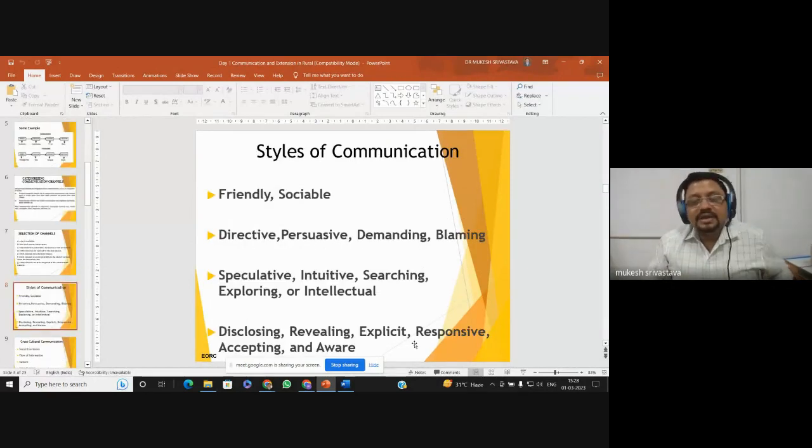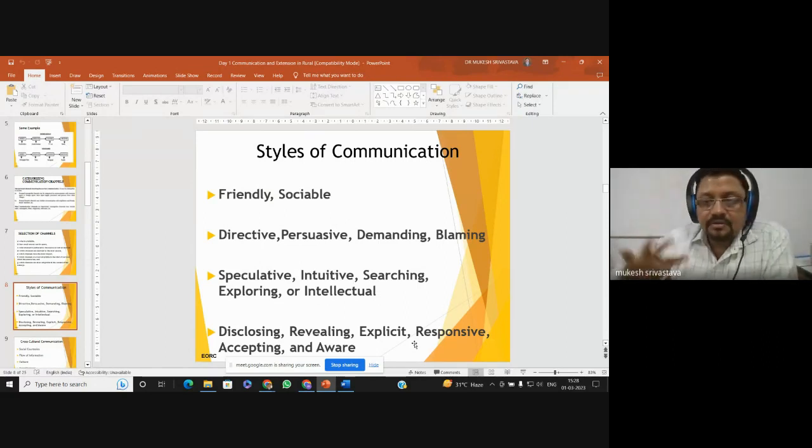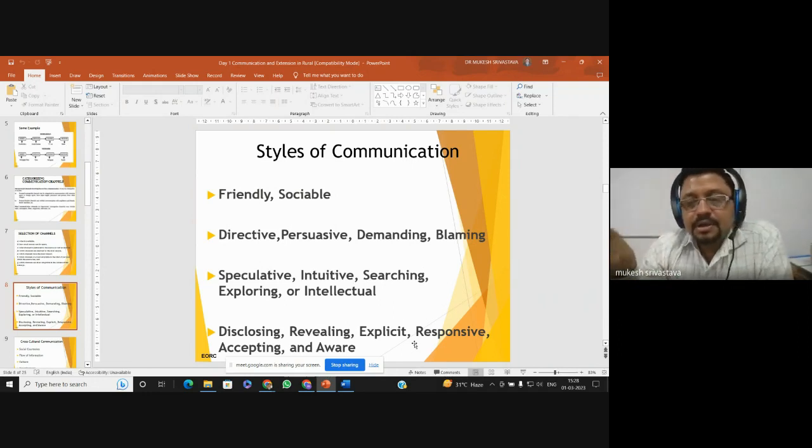These are the different styles of communication, how we communicate with the persons living in the society or living in that particular rural area. Because here I'm talking about the communication and extension in rural development. That means I'm talking about those persons who are living in that rural area.